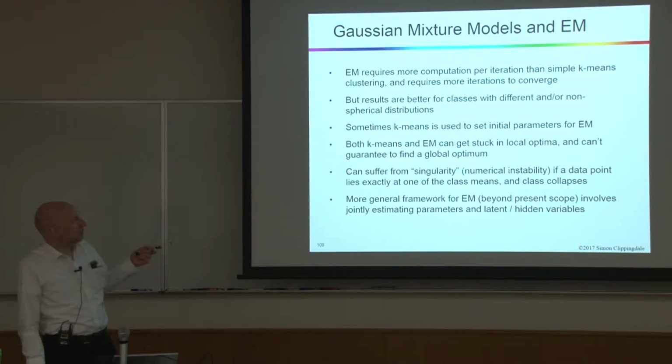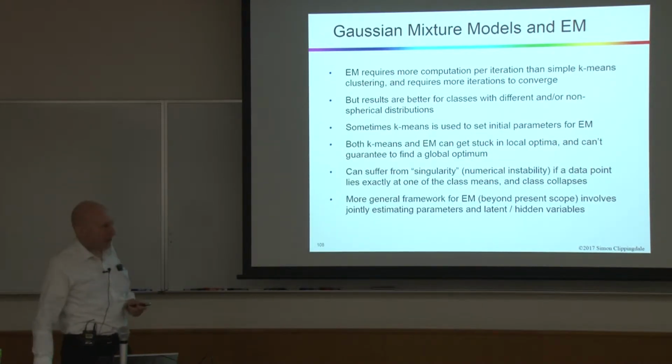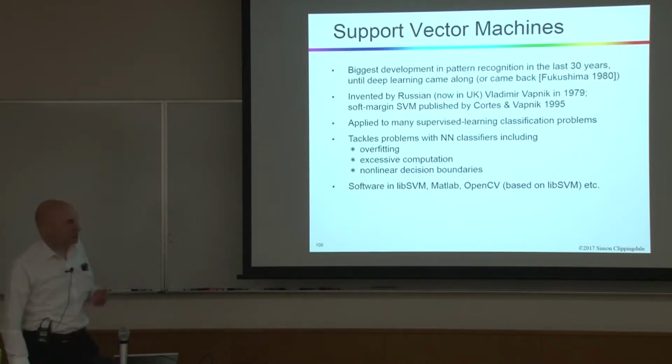Another problem is numerical instability. For example, if a data point lies bang on one of the class means, then this can cause instability and makes that class effectively useless. There's a more general framework for EM involving latent variables, but that's beyond the scope of what we want to talk about here. So that was EM.